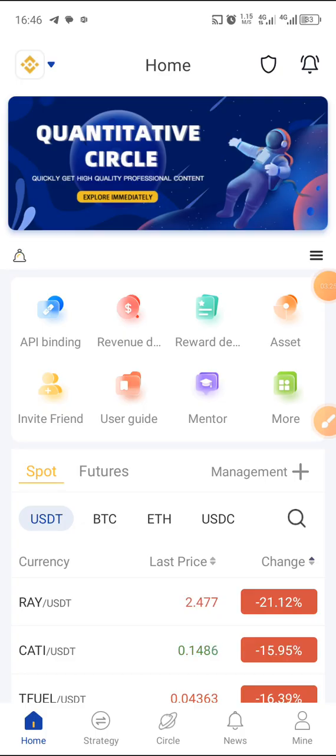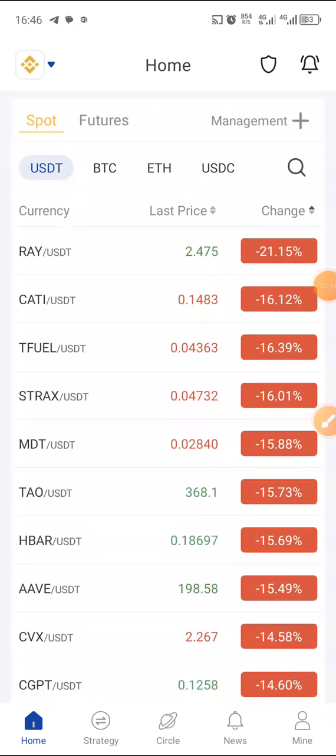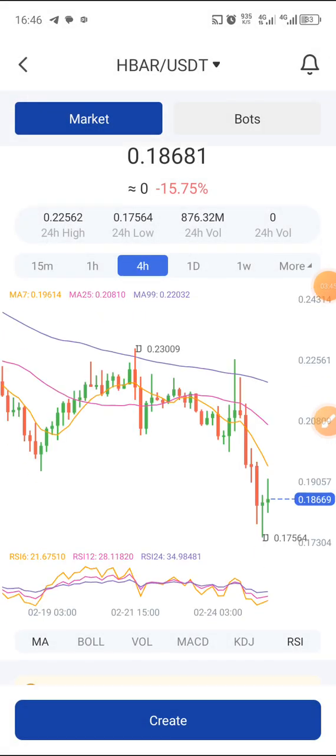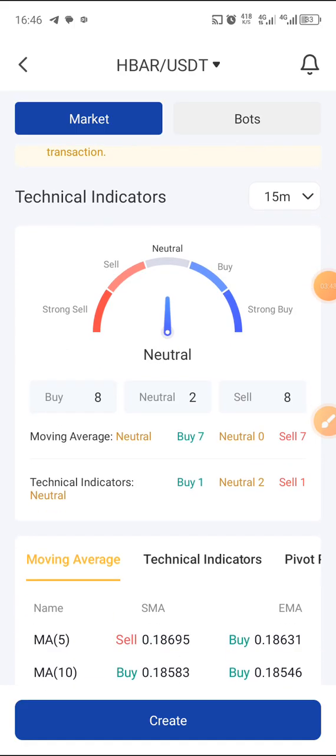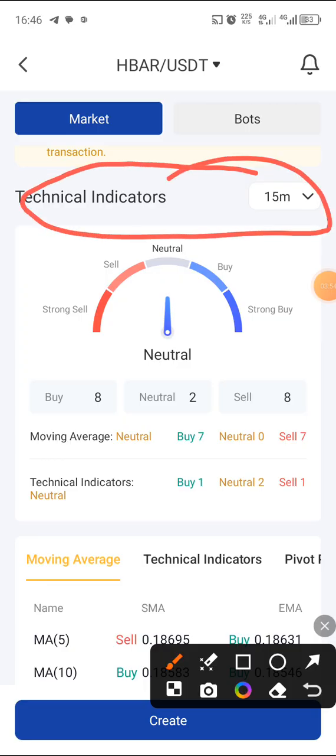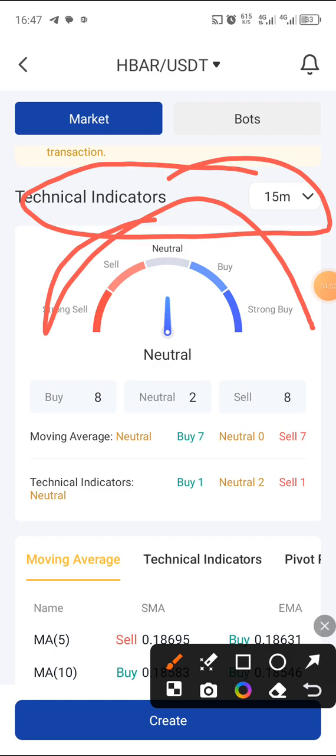And of course, we have so many things you can depend on in order to trade a coin. For instance, let us try to open this coin here, a Shiba or any, I'm just giving an example. When you scroll down here and you go to technical, to these technical indicators, this one here, what does it show? Do you know how to read it?